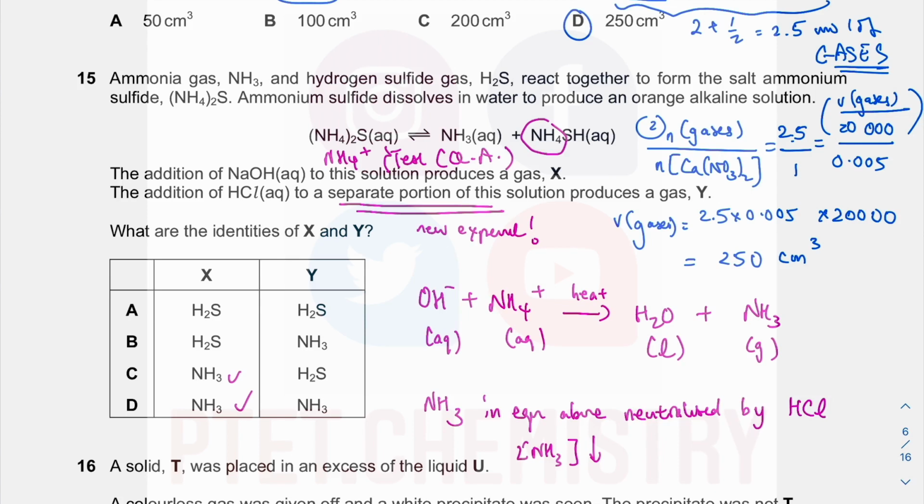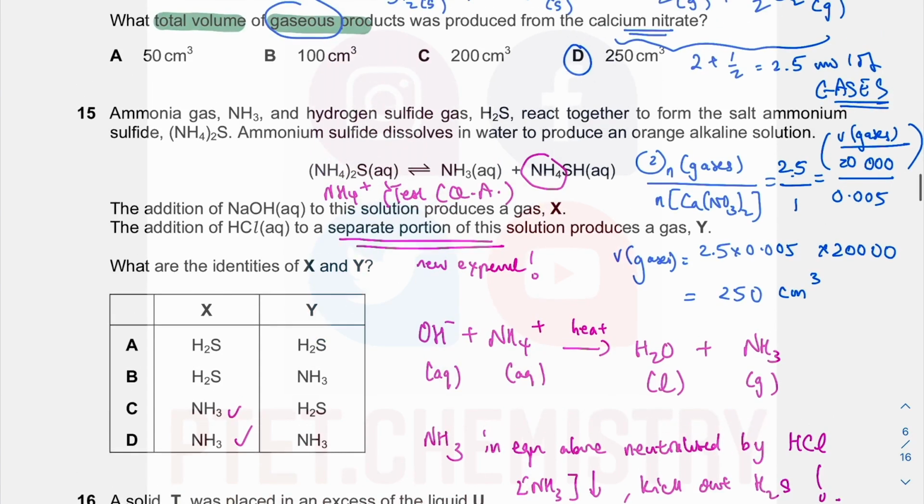And what they will do, I think, is just give you H2S. Yeah, it will just kick out H2S. Or you can just think about the original situation. You have ammonia gas and H2S giving you this. When I add in HCl, that will remove ammonia gas. That will just give you hydrogen sulfide. So it's just H2S. I guess that's one other way of looking at it.